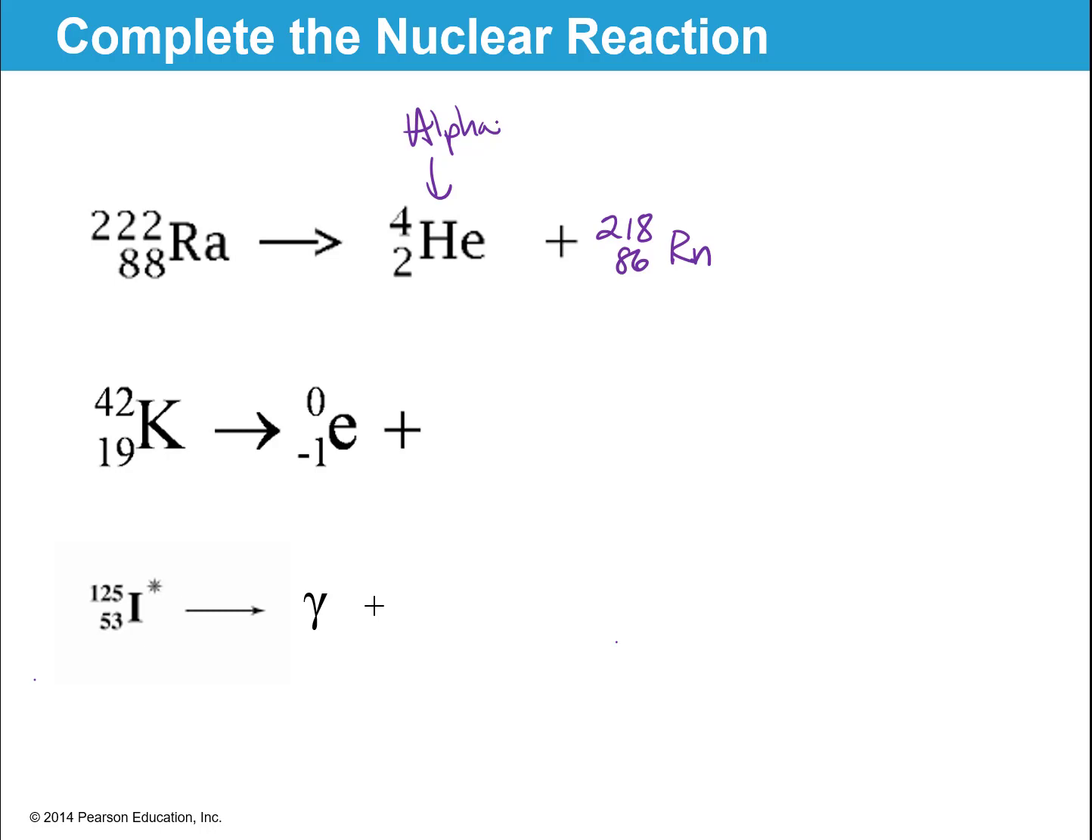Second one, you would see 42 and 20 and Ca. Atomic mass doesn't change, atomic number goes up, it's a different element. So you'll see, no matter what the reactant and products, you're always going to see that E with the 0 and the -1, and this is what? Beta.